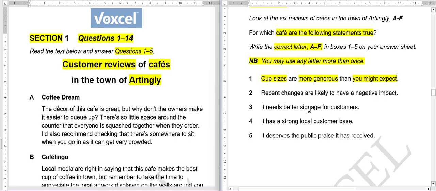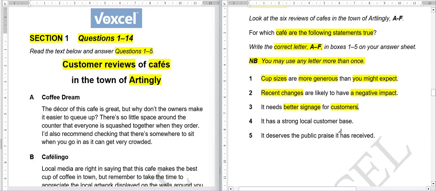Okay, moving forward to the second question. Recent changes are likely to have a negative impact. So there are some recent changes and it is possible they may have an opposite, negative impact. Third question, it needs better signage for customers. So this particular cafe needs better signage for customers.